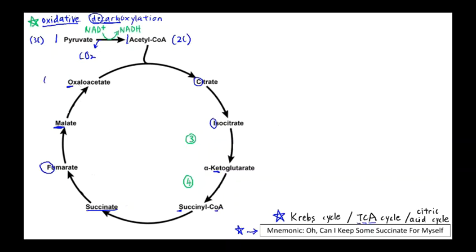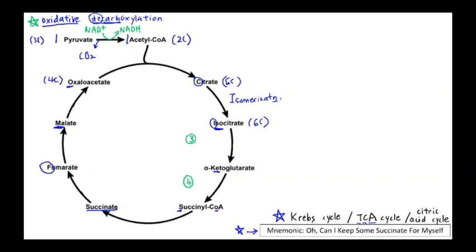Oxaloacetate is a 4-carbon compound, and when this 4-carbon compound combines with the 2-carbon acetyl-CoA, it will form a 6-carbon compound called citrate, and this process is condensation. After that, citrate will become its isomer that we call isocitrate. This process is what we call isomerization, and it involves the enzyme isomerases. And isocitrate is also a 6-carbon compound.